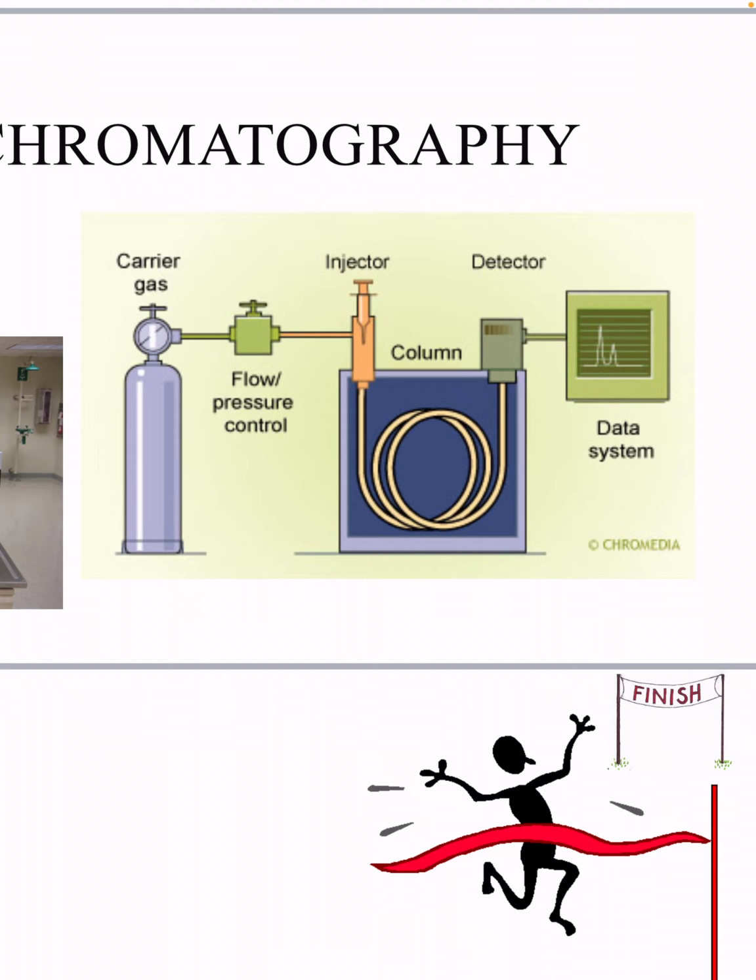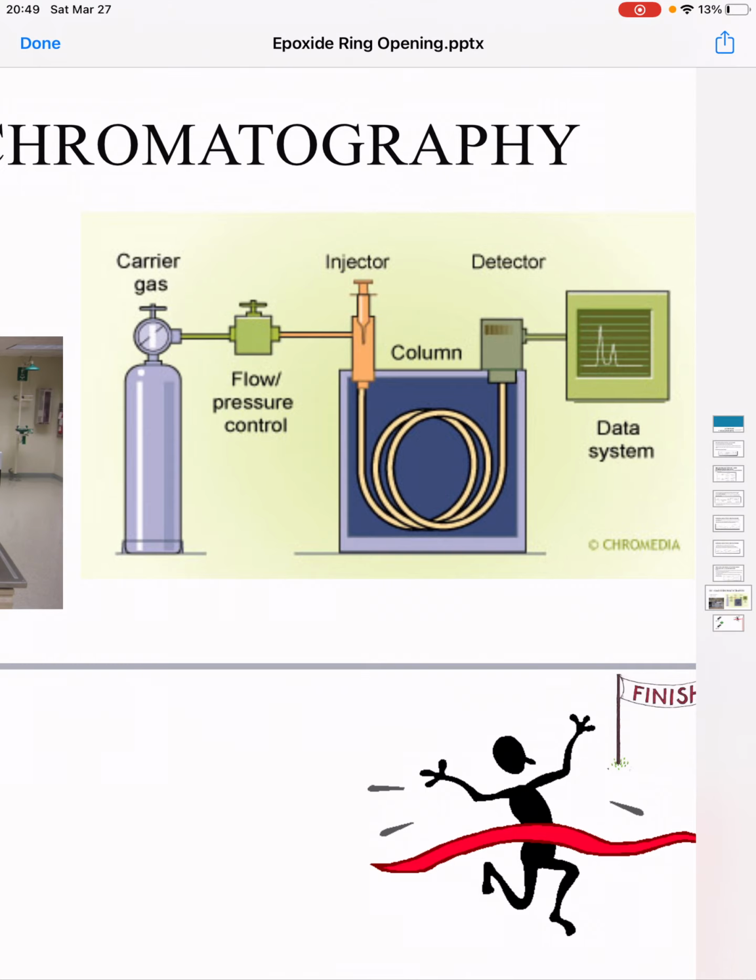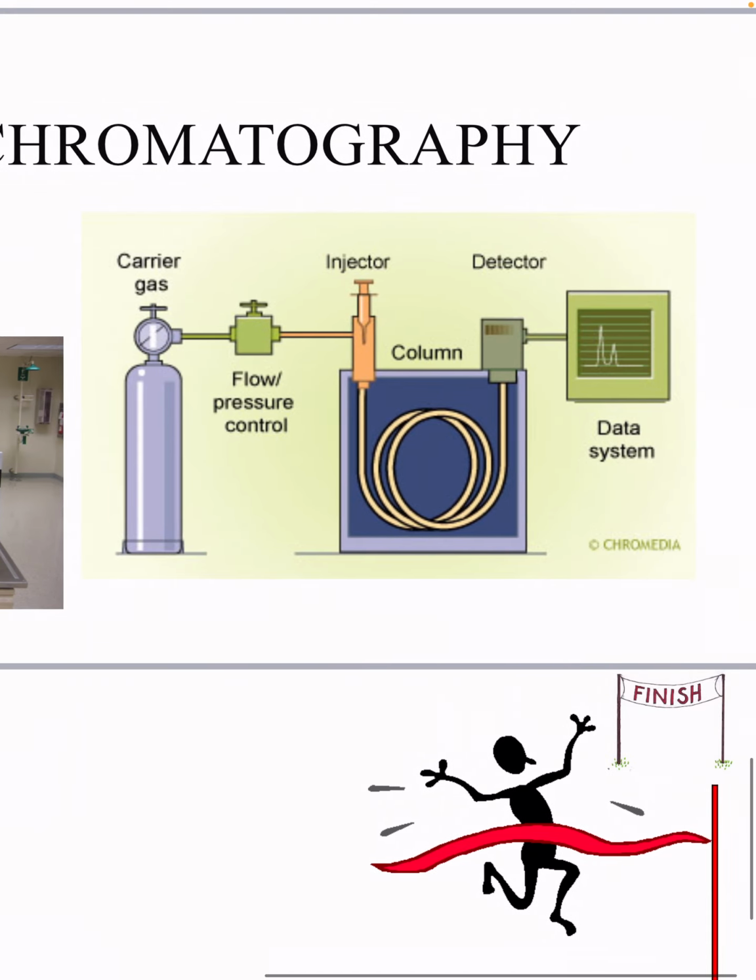And they're going to be separated out in the long column. In the end, they're going to be detected by the detector and show up in the data analysis system. The data analysis system will remember and record how many dots or how many compounds are collected at this retention time, right? And the number of the dots, basically the area of the peak, will suggest how much of this compound it has.